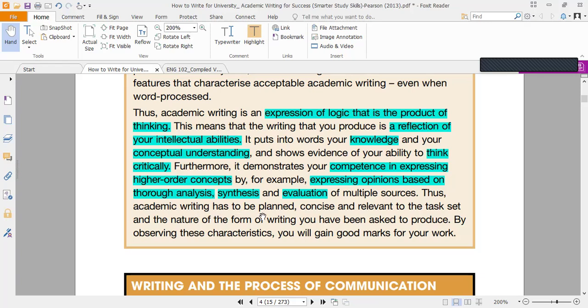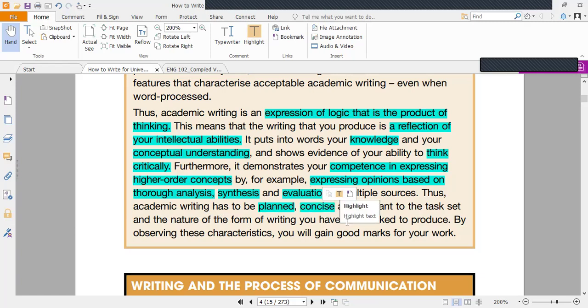Academic writing has to be planned. Look here. You have to plan writing. It has to be concise. It shouldn't be wordy. You should be able to say a lot using few words, and be relevant to the task. You are given an assignment by your teacher. Your teacher says, do this thing, write about this, and your answer should match the assignment, the task set, and the nature of the form of writing.